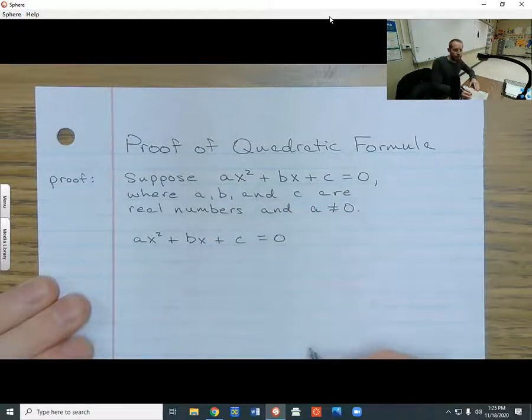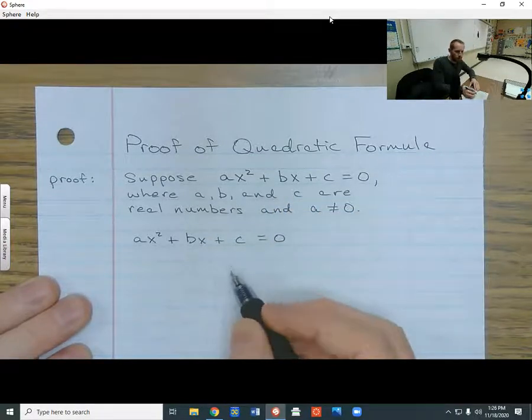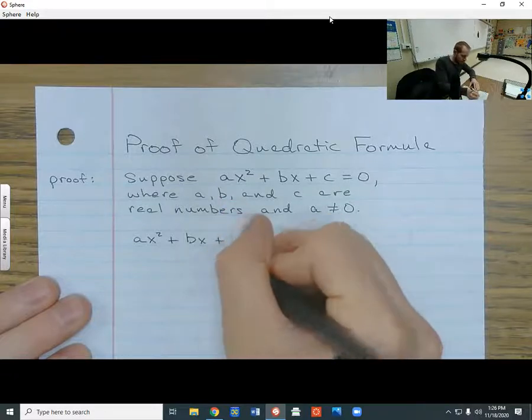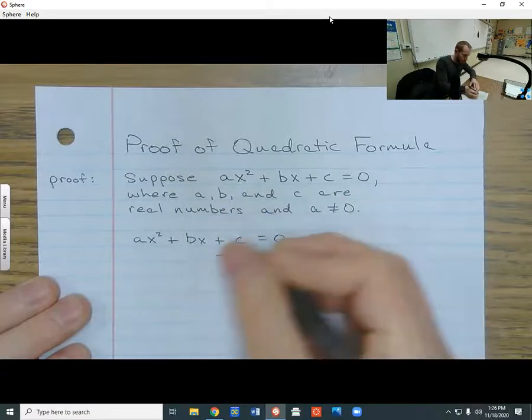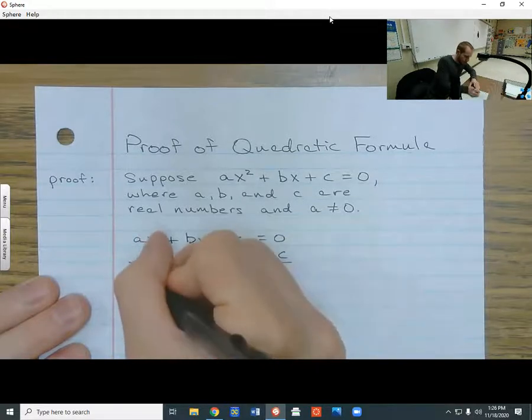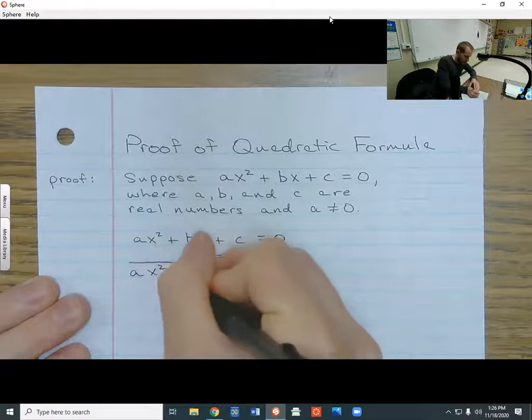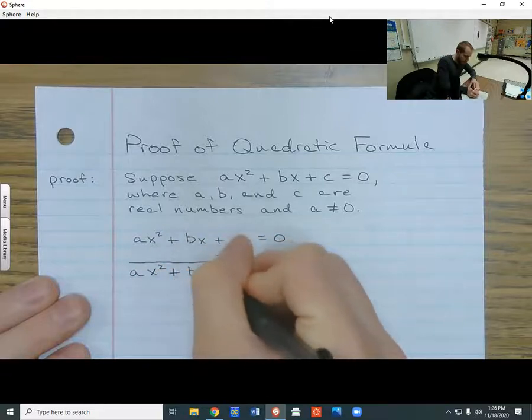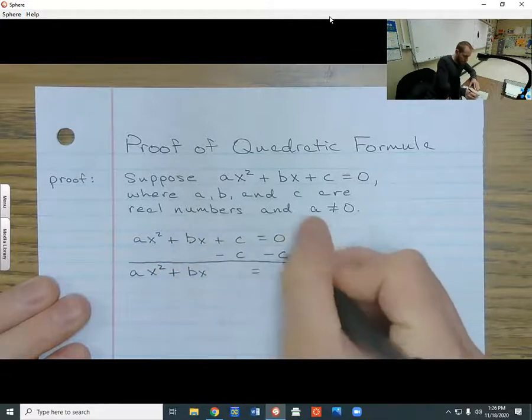So what we're going to do first is subtract c from both sides. I'm going to subtract c from both sides and see what happens. So we have ax squared plus bx is equal to 0 minus c. That's going to be negative c.